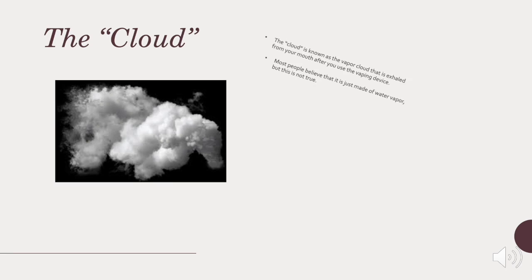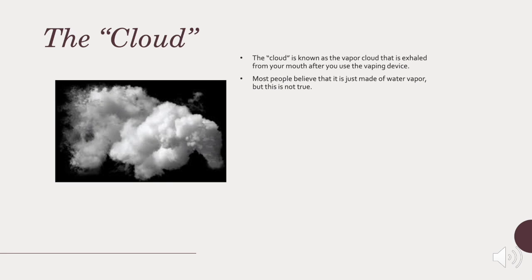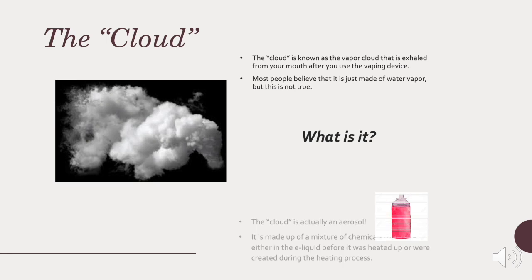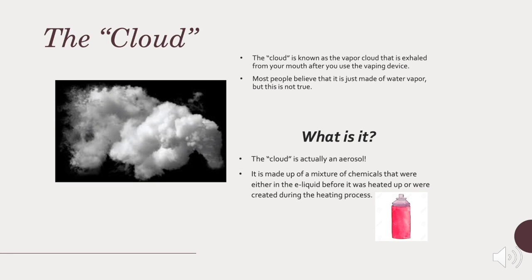I now want to quickly discuss a part of vaping that is not known by most users. So the cloud is known as a vapor cloud that is exhaled from your mouth after the vaping device is used. And most people believe that it's just made of water vapor, but it's actually not. So what it actually is, is an aerosol that is created by the mixture of chemicals that were either in the e-liquid or chemicals that were created during the heating process. And this aerosol can be in the air and land on furniture and other objects in the area, exposing people to secondhand and thirdhand smoke.